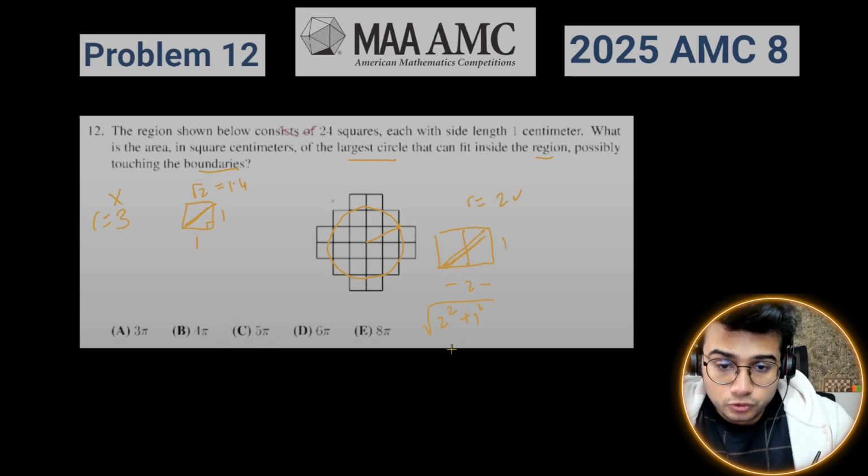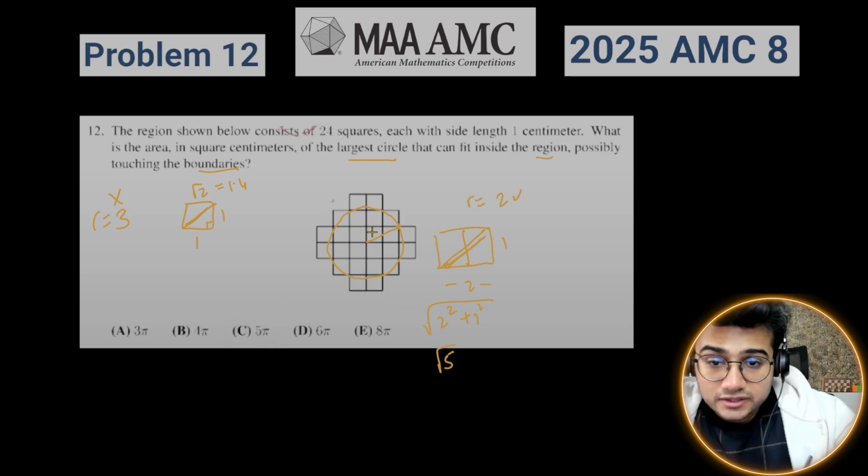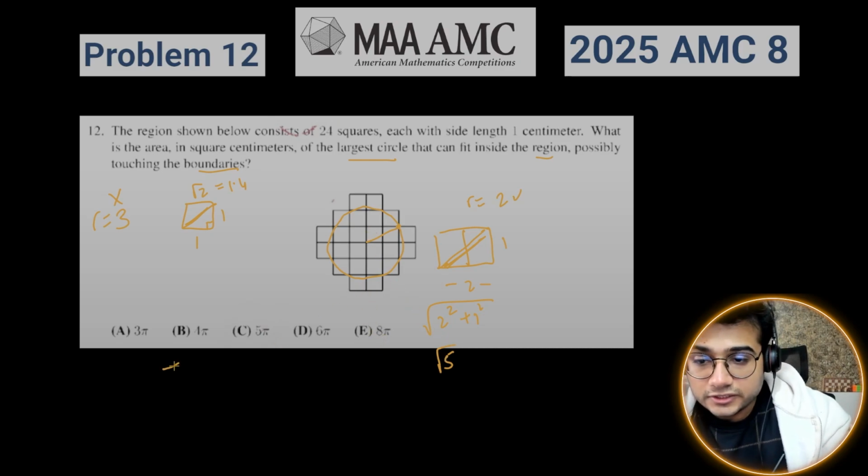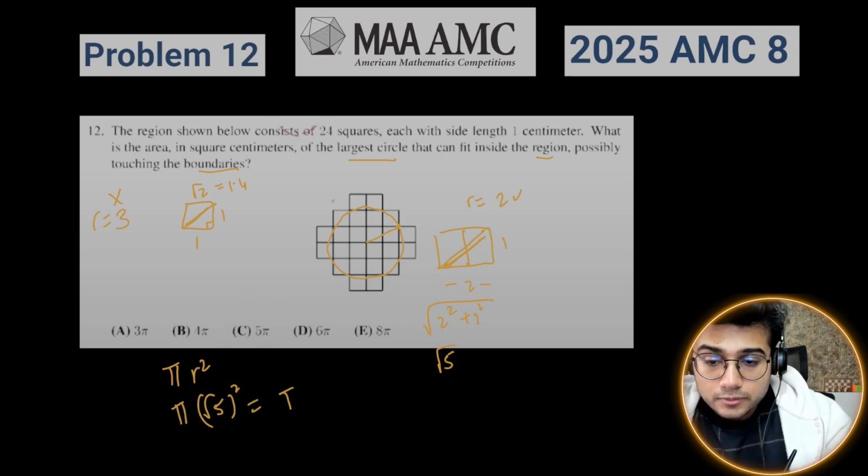So 2 squared is 4, 4 plus 1 is 5, so the square root of 5 is the radius. So what is the area of the circle? It's pi r squared, which will be pi times the square root of 5 squared, which is going to be 5 pi. So the answer is going to be C.